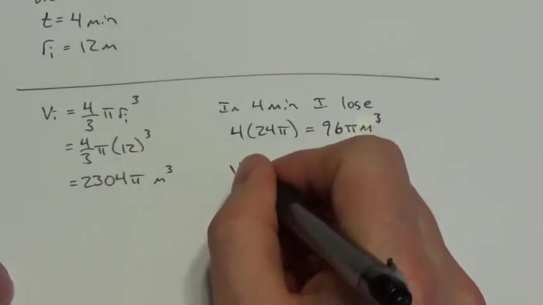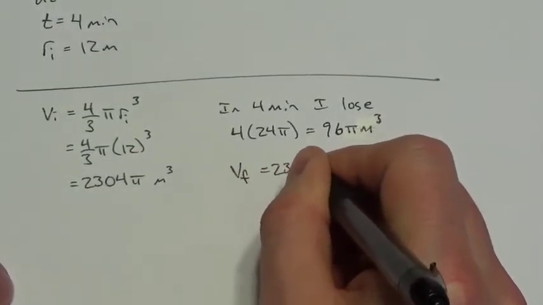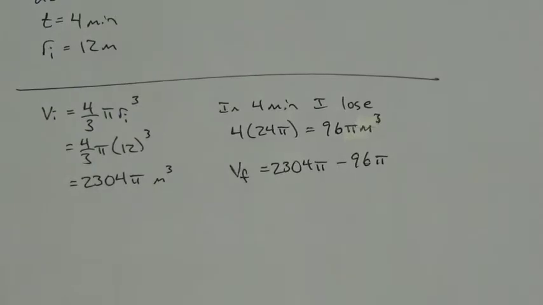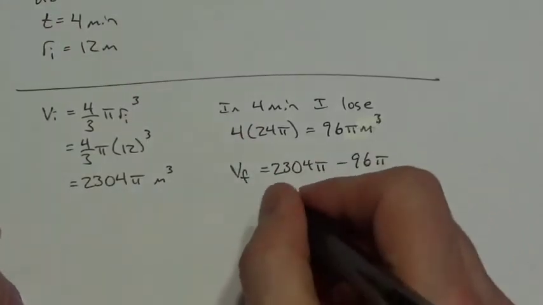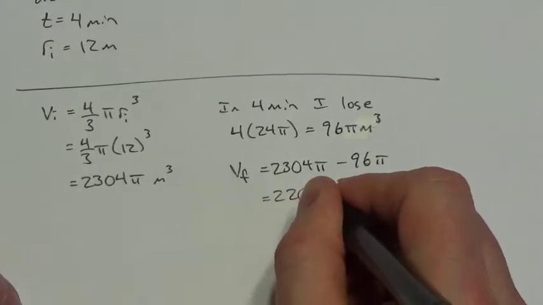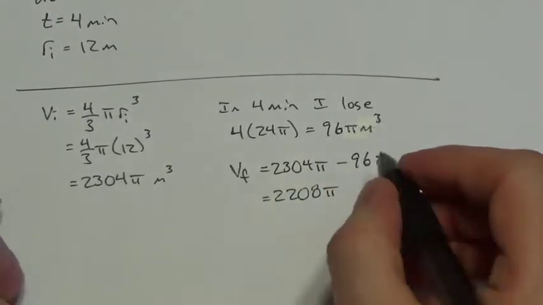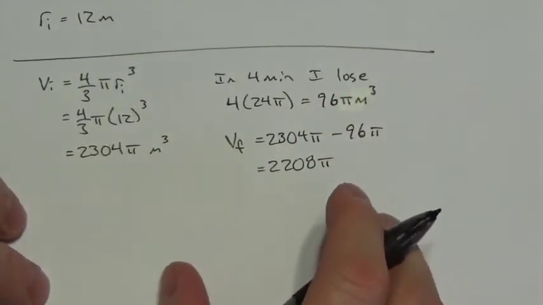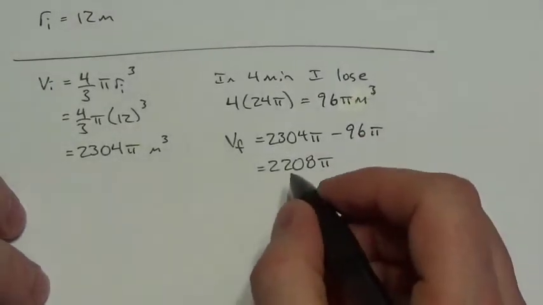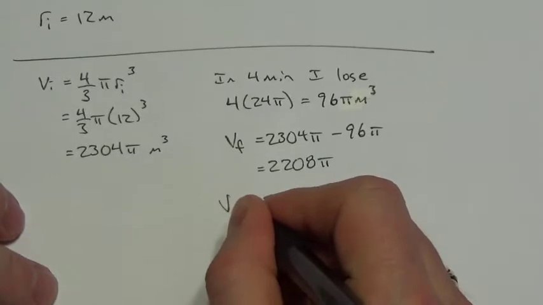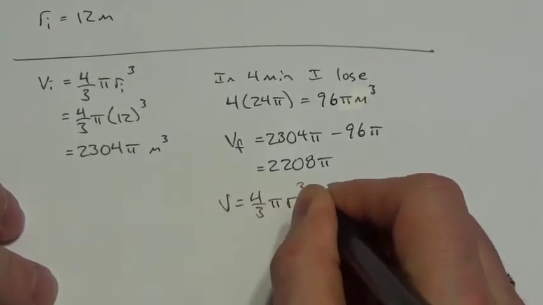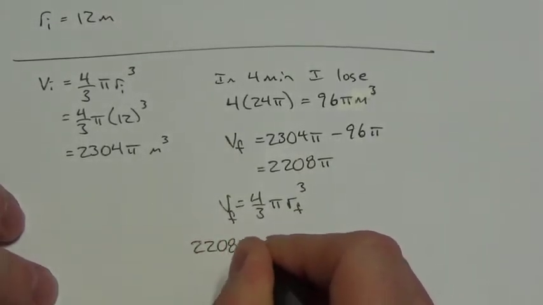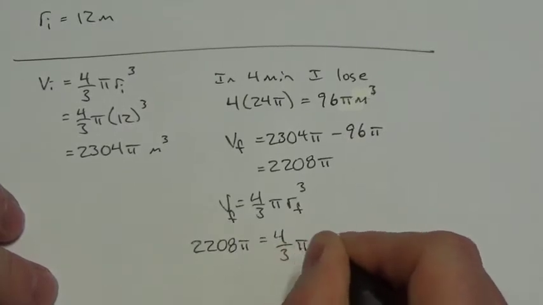So the final volume is going to be 2,304π minus 96π. I'm going to do this on my calculator because I don't want to do it in my head and get it wrong. Which means my final volume is going to be 2,208π meters cubed. Good, that's my final volume. I'm going to use that to figure out what my radius is. So remember, volume is equal to 4/3 π r cubed, and so the final volume will equal the final radius. So 2,208π is going to equal 4/3 π r cubed.